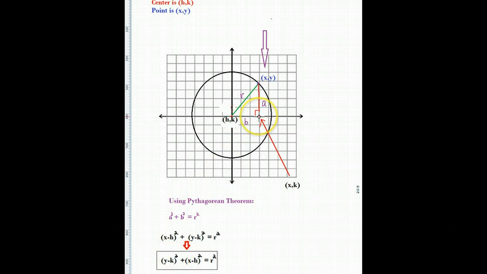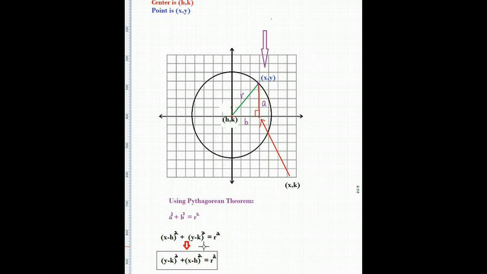Then look at b. It's going to be the difference between x, which is here, and h, which is here. That's the horizontal distance. So x, the x coordinate of this line and of this point, and h, the x coordinate of this point. Find the difference and you'll get this line. And the way that we write that is x minus h.